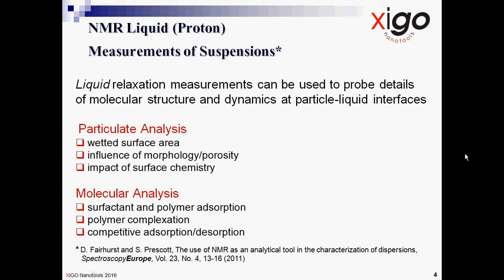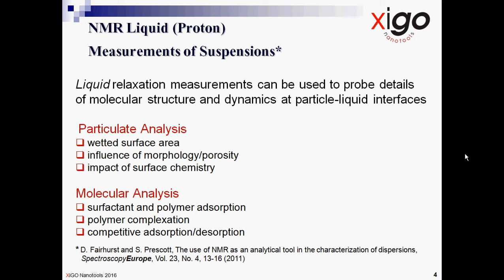An important feature of the former is the direct measurement of the wetted surface area of suspensions, but the technique also permits observation of the influence of morphology and the impact of surface chemistry on wetting and the dispersion of powders in liquids. As such, NMR liquid relaxation complements the classical techniques of particle sizing and zeta potential measurements used to characterize particulate suspensions by providing information that these two latter techniques cannot.